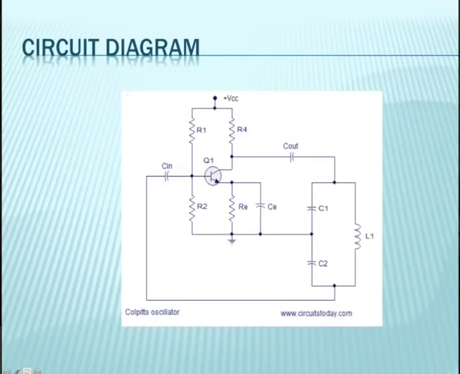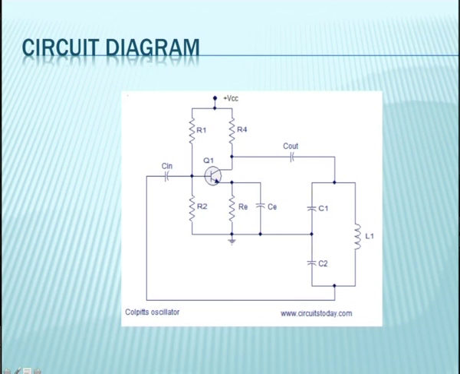Next, circuit diagram used to construct the Colpitt's oscillator. A transistor is taken. That transistor is biased by voltage divider biasing network. Then feedback is given through two capacitors C1, C2 and an inductor coil. So, that will be the tank circuit.